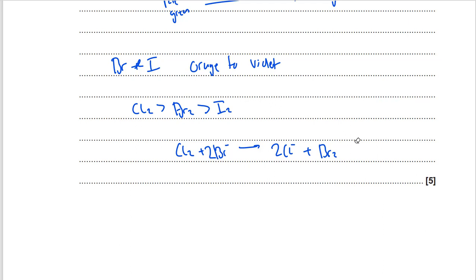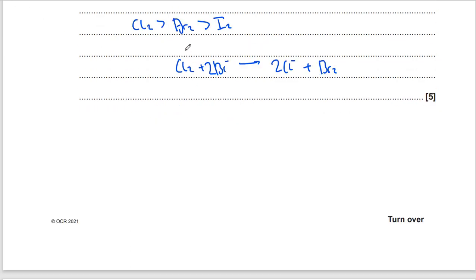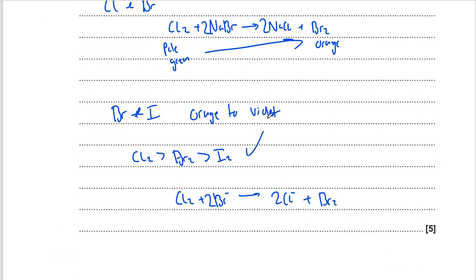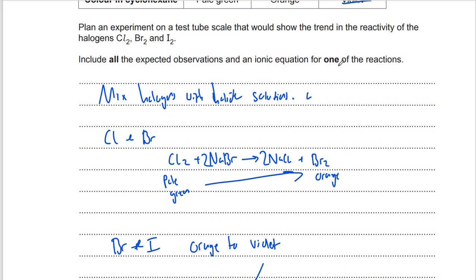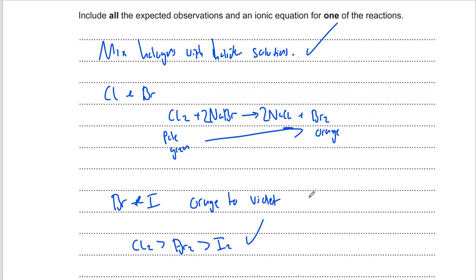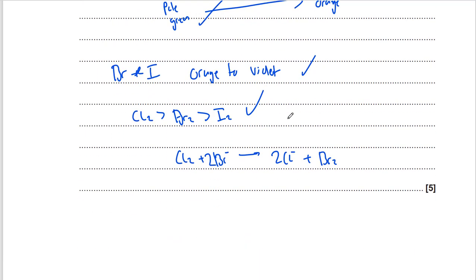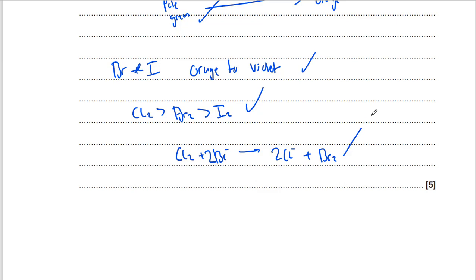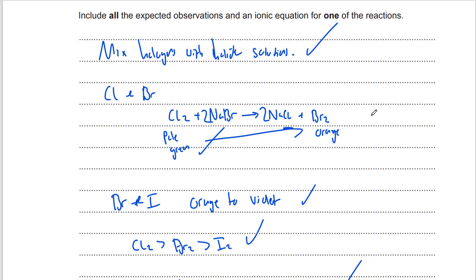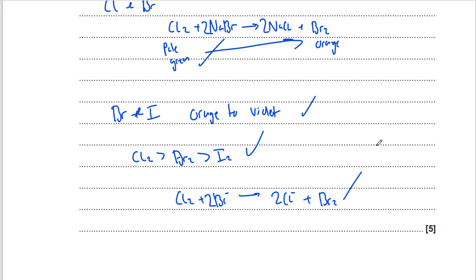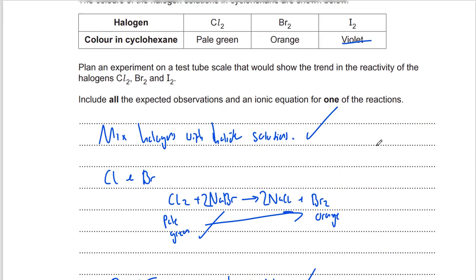But there's lots and lots of marking points here that's easily missed. So there is a mark just for writing the trend in reactivity. There is a mark for saying that you mix the 2 together. There are 2 marks available for the colour changes, 1 mark for the ionic equation. So 5 marks, not a great deal to write. Again, I've only jotted down my answers, but you can see how little I've written here to pick up those marks. And again, brevity is key when you answer these questions. Stick to the point, put the key observations down.